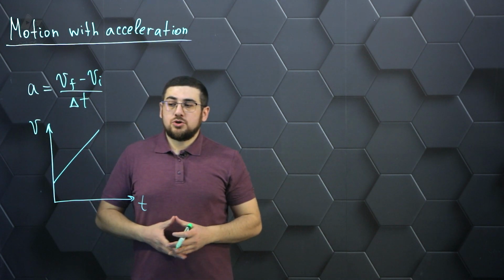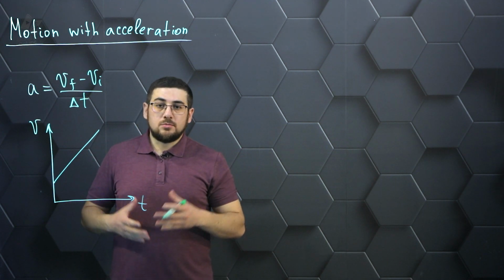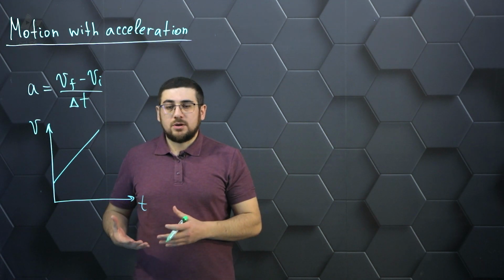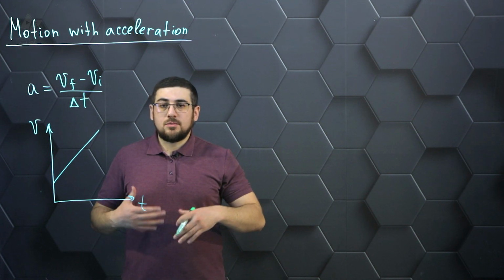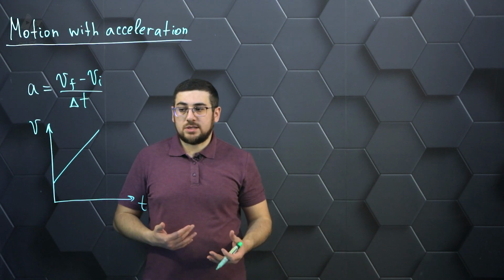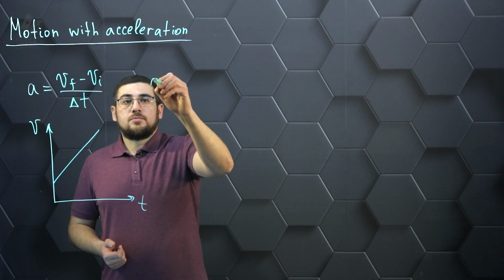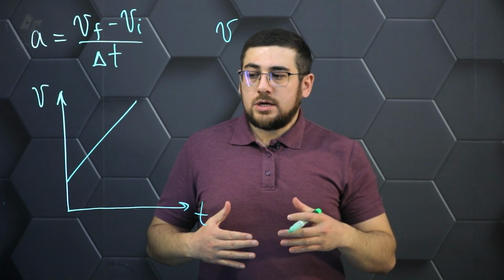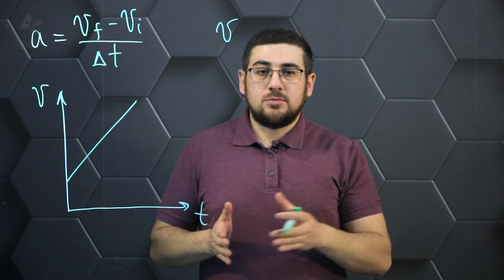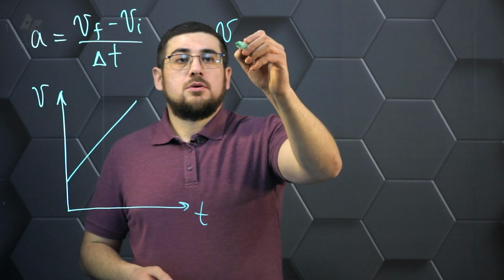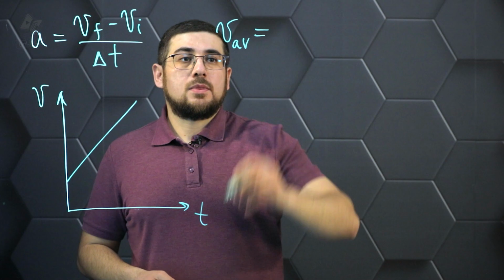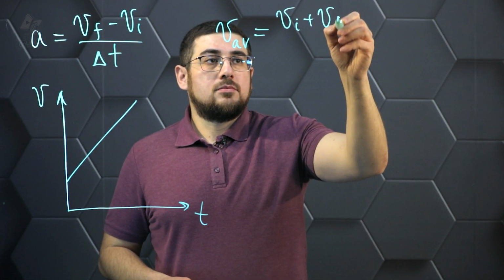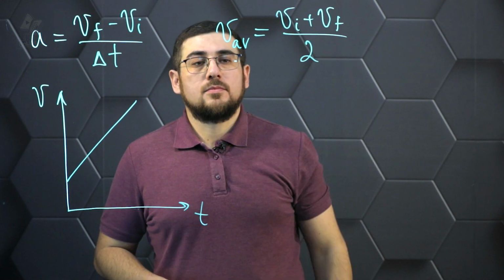What information can we gather from this graph? First and foremost, in our previous lesson, we learned about average velocity. This concept allows us to exchange motion with variable velocity for motion with constant velocity. Essentially, we substitute a constant velocity in our equation. The average velocity is determined by calculating the arithmetic mean of two velocities, the initial and final velocity.